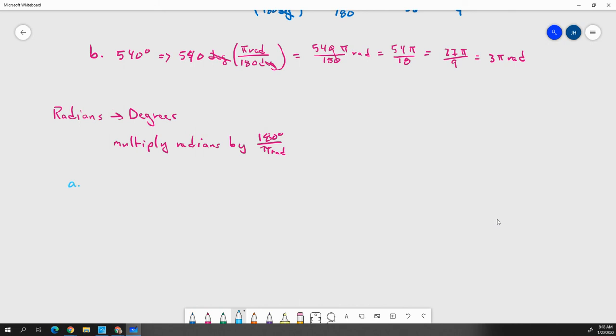So what if I have negative pi over 2 radians? If I want to convert it to degrees, right? We want to go to degrees. We're going to go negative pi over 2 rad times 180 degrees over pi radians.